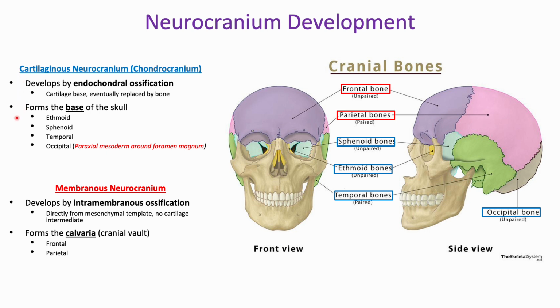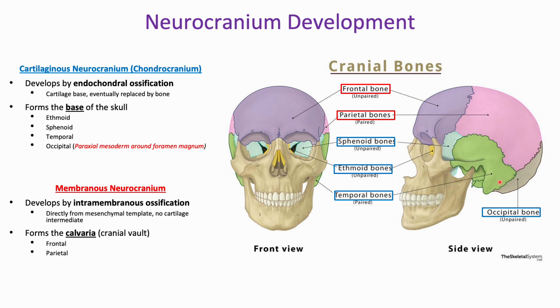So for the cartilaginous neurocranium, these are all those bones that are forming the base of the skull. This is going to include your ethmoid bones, your sphenoid, your temporal, and your occipital bones. So again, you have your occipital bones, temporal bones, sphenoid, and ethmoid. This is really forming the base of the skull.